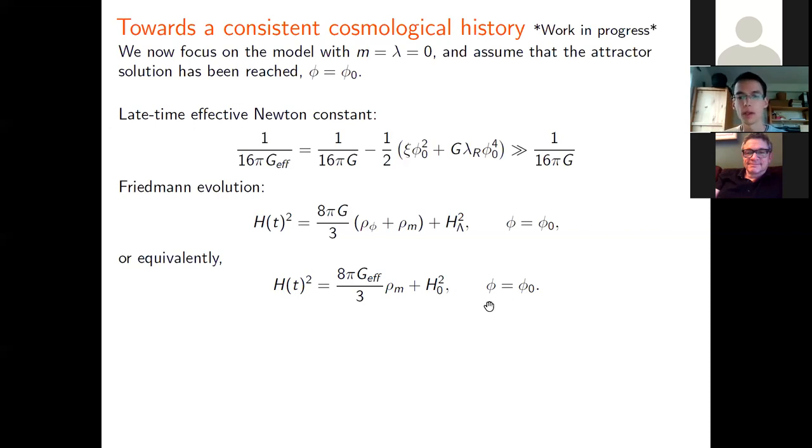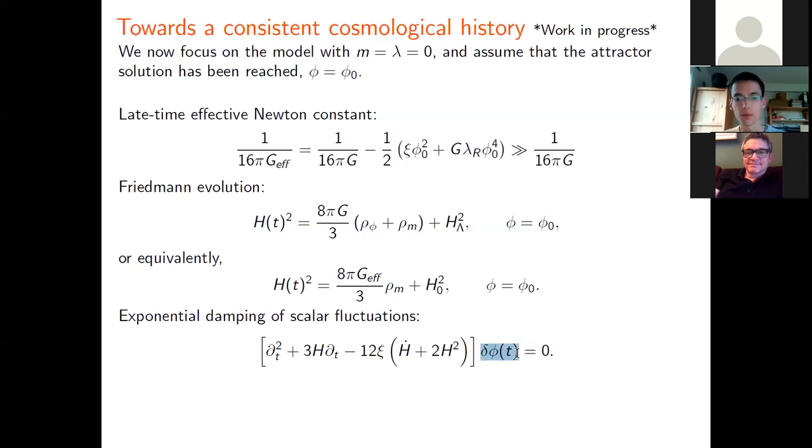And you can also ask, well, here you assumed that phi is constant, so that phi reached the attractor. What happens if you slightly perturb this attractor value? What happens to the system? So if you do that, you can look at the equation of motion for this scalar fluctuation. It's simply the equation of a damped harmonic oscillator. So this is the friction term. And it has positive mass because psi is negative. So that means that it's exponentially damped on the time scale of the Hubble expansion.